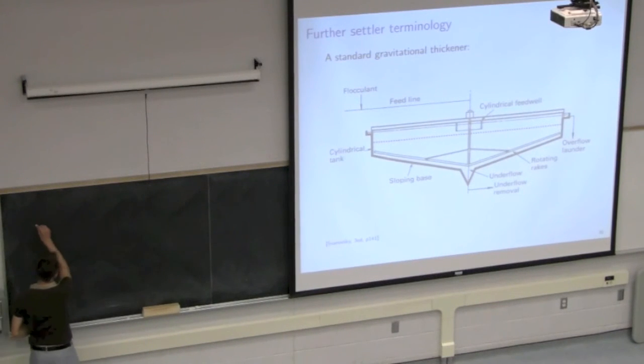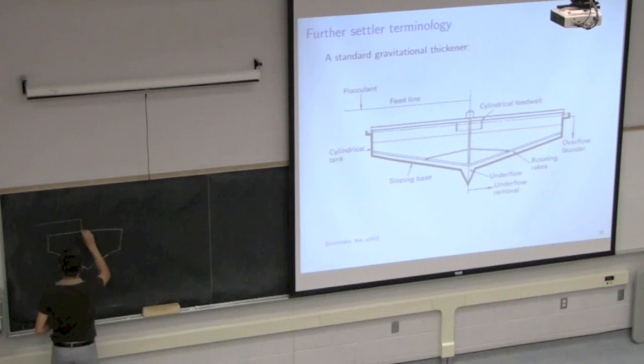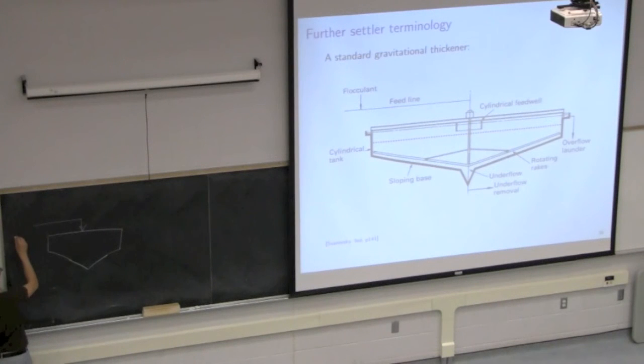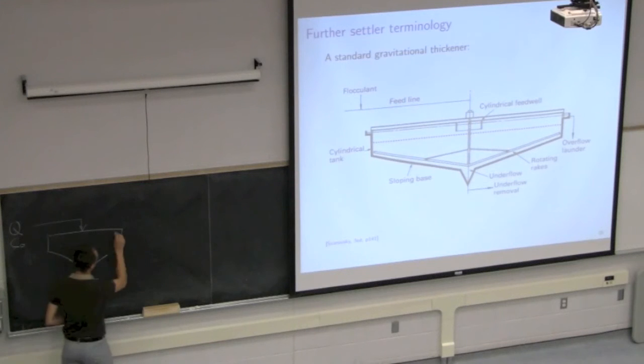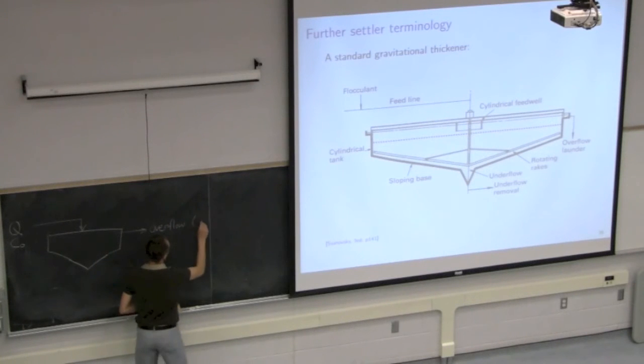So if we just do a visual mass balance over this unit, I've got my solids coming in here. I've got my feed coming in at flow rate Q. My solids concentration, which we call C naught. You'll find this terminology in the next slide. Here's my overflow, and it's mostly clear.